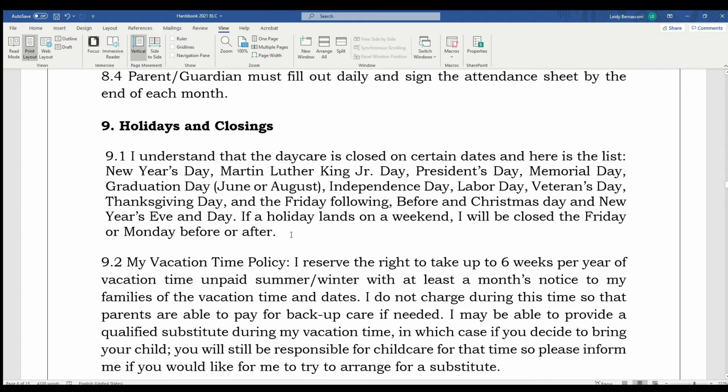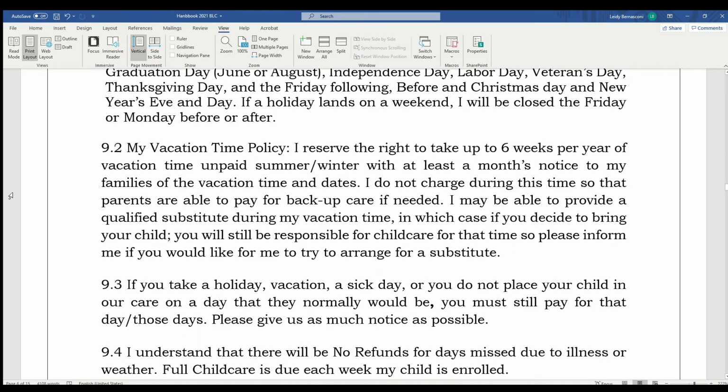But it's really important that in January you give your parents a reminder. I always give them a hard copy, or I send them a PDF file so they know in advance what I'm planning to do every year. I love traveling, so I reserve the right to take 6 weeks per year of vacation, and they are unpaid. I don't expect the families to pay me for my vacation.